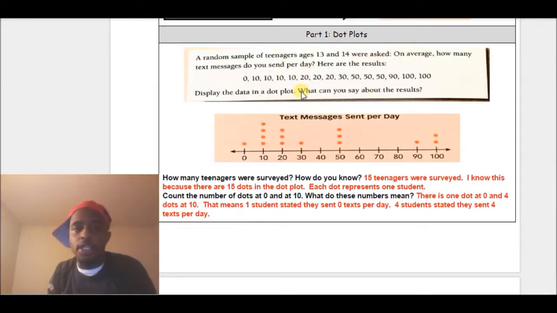All right, part 1 of our notes is going to be talking about dot plots. I just want you to take a look at this situation. I'm going to read the problem. A random sample of teenagers ages 13 and 14 were asked, on average, how many text messages do you send per day? And here are the results.